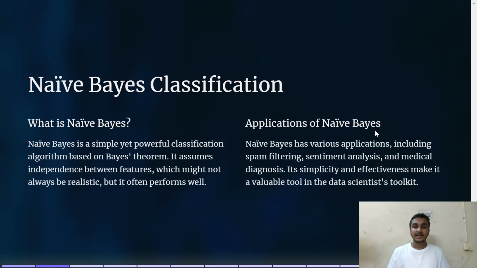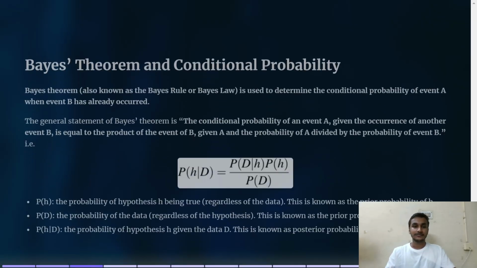Naive Bayes is a simple yet powerful classification algorithm based on Bayes theorem. It assumes independence between features, which might not always be realistic, but it often performs well. If we talk about applications, naive Bayes has various applications, including spam filtering, sentiment analysis, and medical diagnosis. Its simplicity and effectiveness make it a valuable tool in the data scientist's toolkit. Let's move to the next slide.